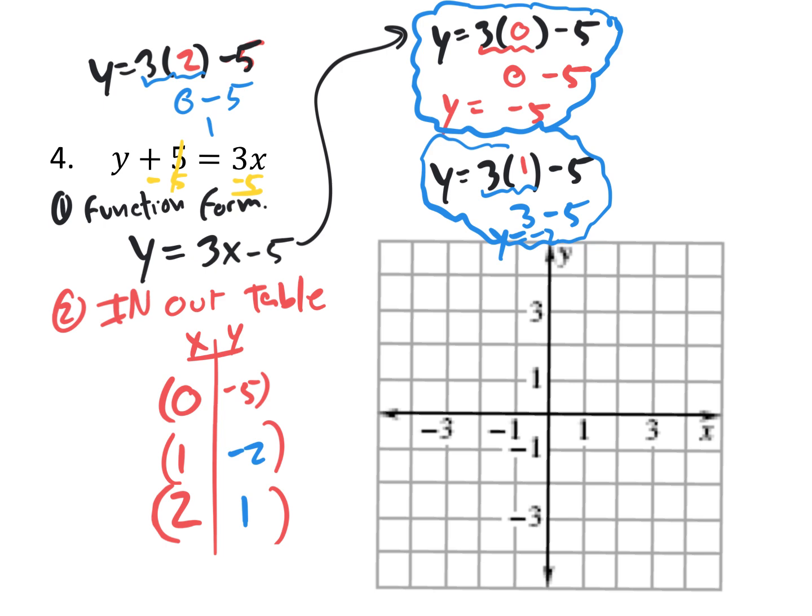We have the 3 points. 0, negative 5 is down here. Then we move on to 1, negative 2. That's 1 on the x, negative 2 on the y. Well, that's 1 on the x, negative 2 on the y right there.